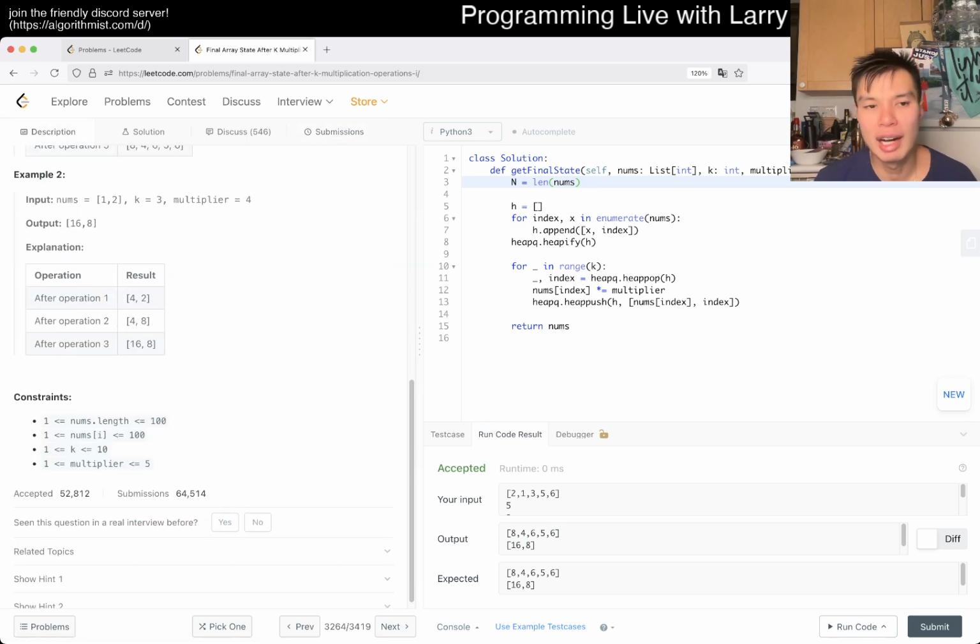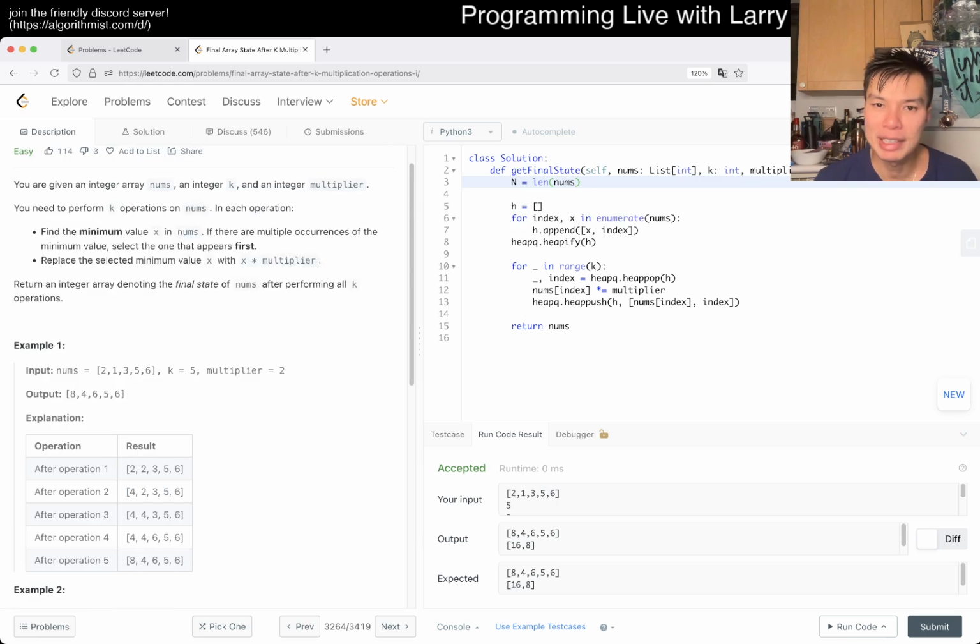What is the complexity here? Well, we have a K loop. This is all linear, and we have a K loop. So what does that mean? Well, we have a pop and a push for every K, so this is going to be 2 log n for every K, so it's going to just be K log n. That's pretty much it. Pretty straightforward, I hope.